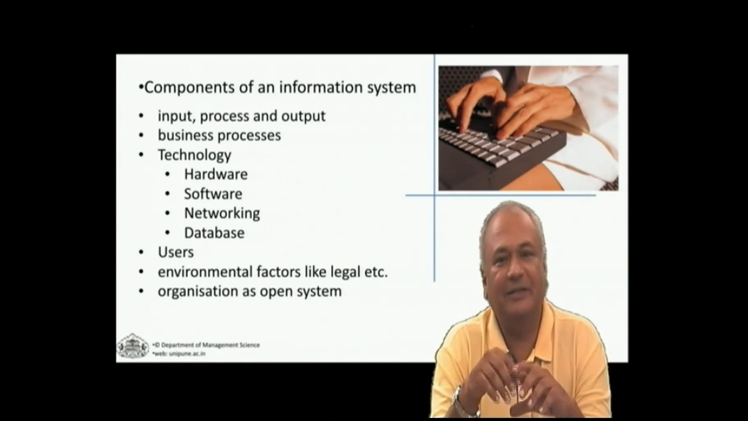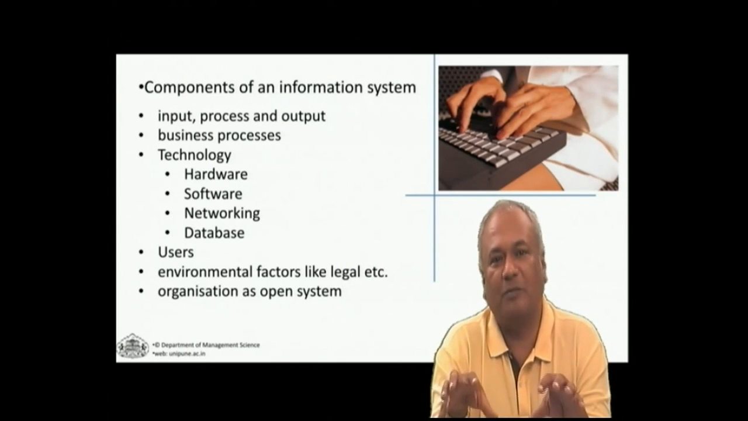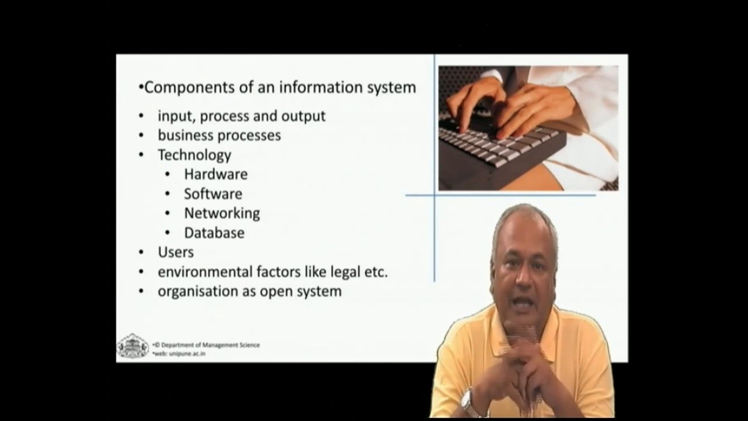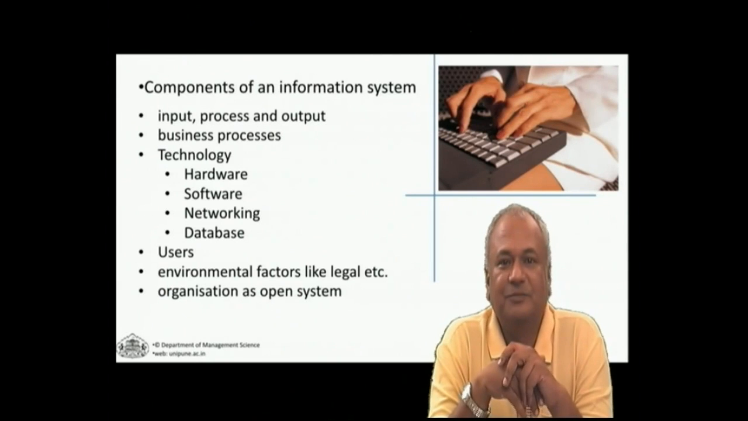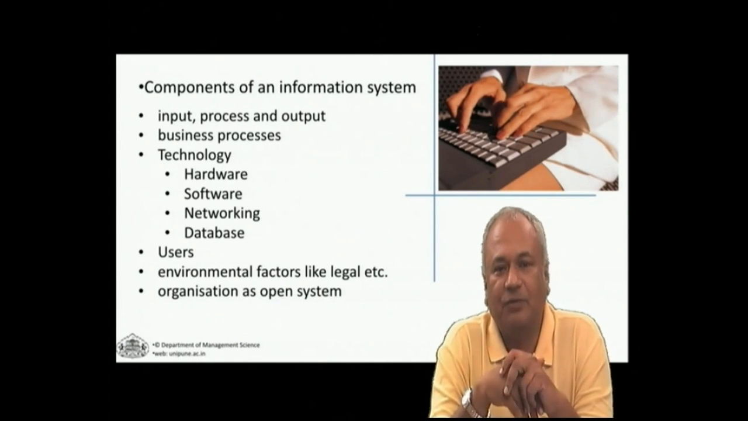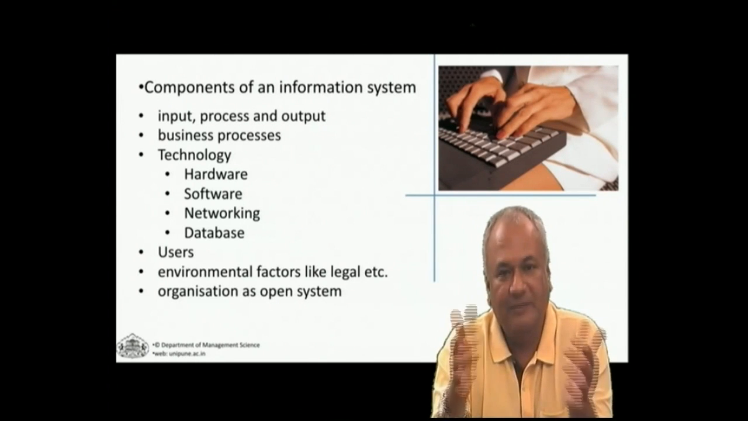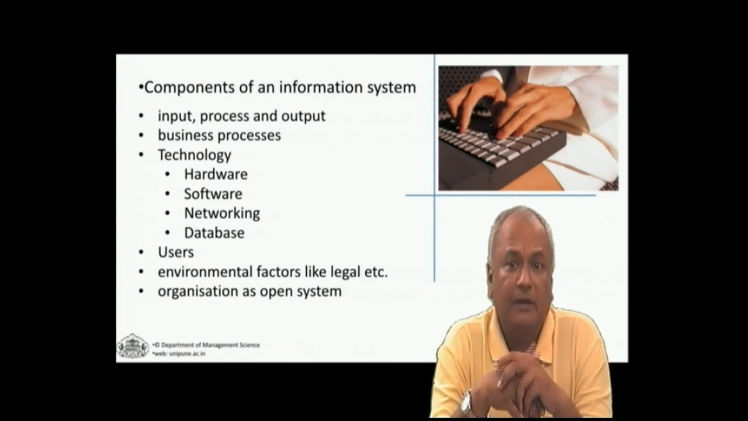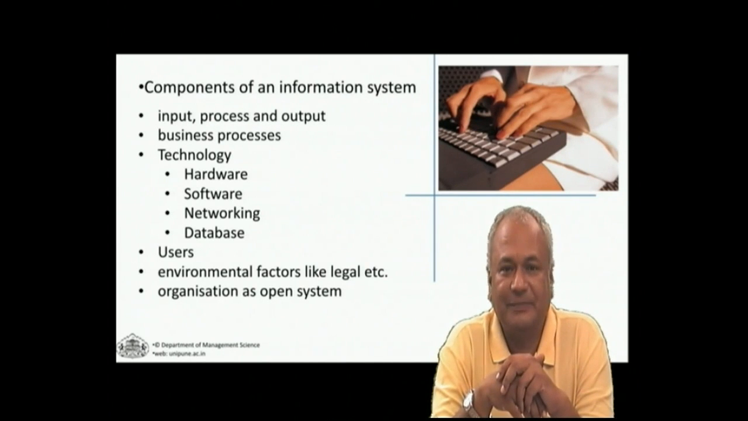So when we look at the technology, we are looking at 4 broad parts of it. We are trying to look at hardware, software, networking and databases. And because we are developing these systems for users and users are going to use them, so they are also involved as part of the whole system studies. Other than that, there are environmental factors like legal and other factors which are affecting the business systems and processes.